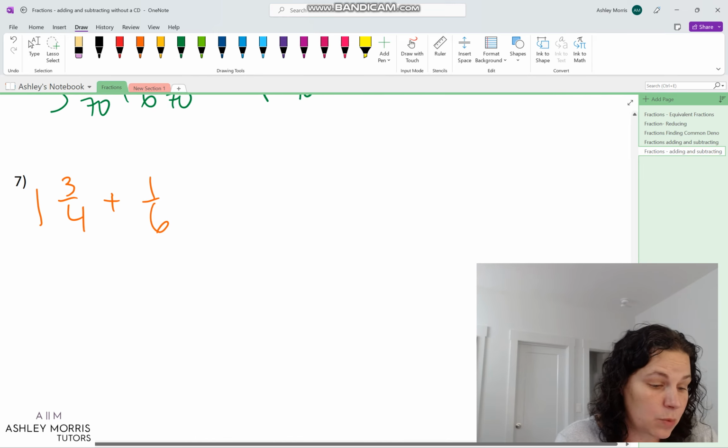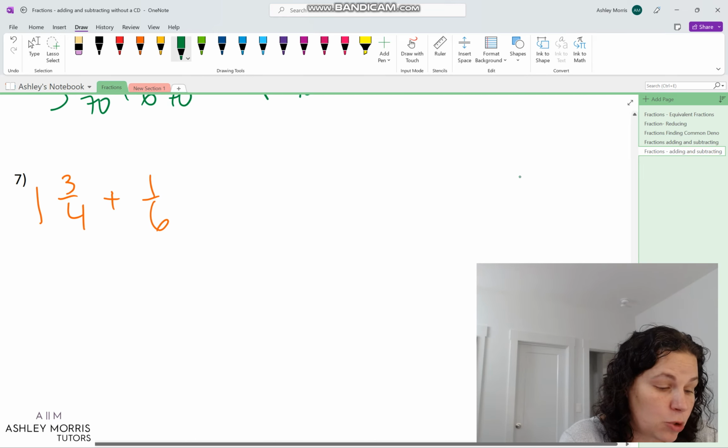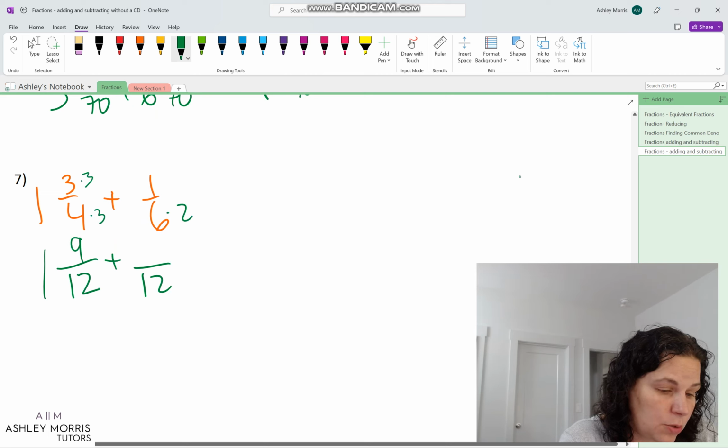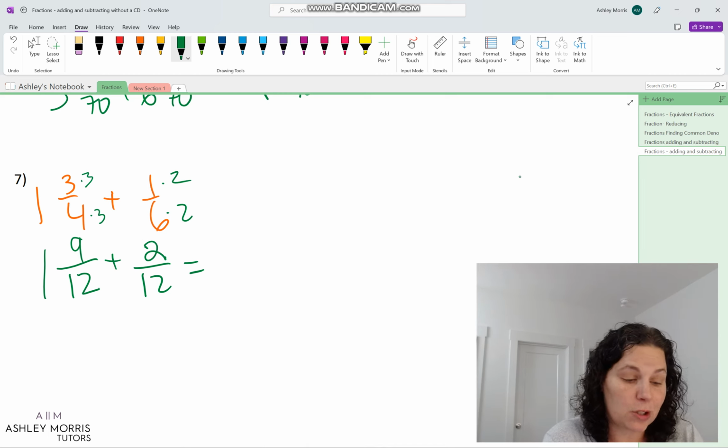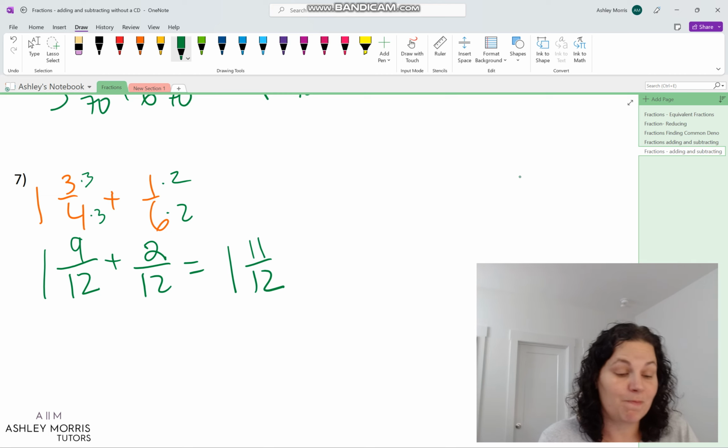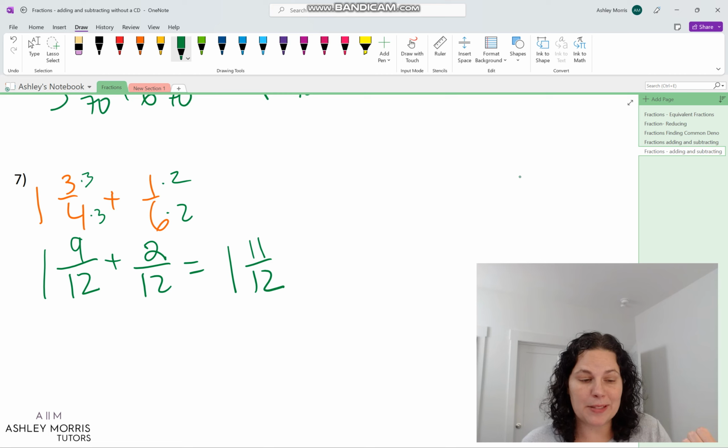And here's my last one. 4 and 6 is going to be 12. Times 3, times 2. So that 1 doesn't have anything to add to it, so it's just going to be 1. And then 9 plus 2 is 11 over 12. And we're done. Get a common denominator and then do all the stuff you already know how to do.